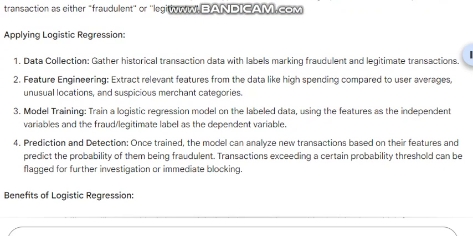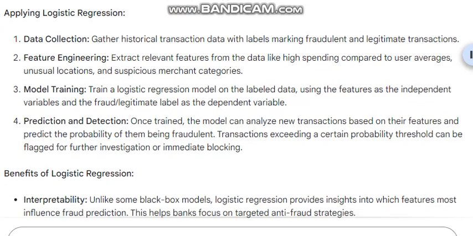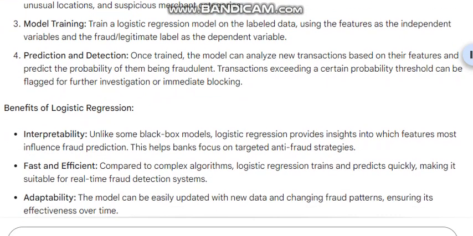Applying logistic regression. 1. Data collection. Gather historical transaction data with labels marking fraudulent and legitimate transactions. 2. Feature engineering. Extract relevant features from the data like high spending compared to user averages, unusual locations, and suspicious merchant categories. 3. Model training. Train a logistic regression model on the labeled data, using the features as the independent variables and the fraud/legitimate label as the dependent variable.